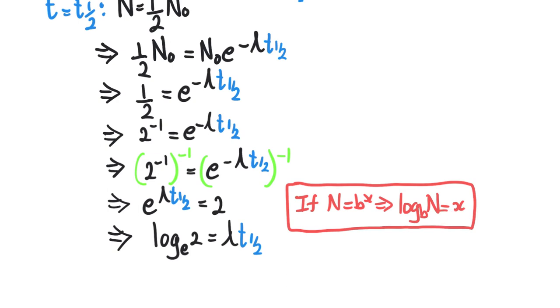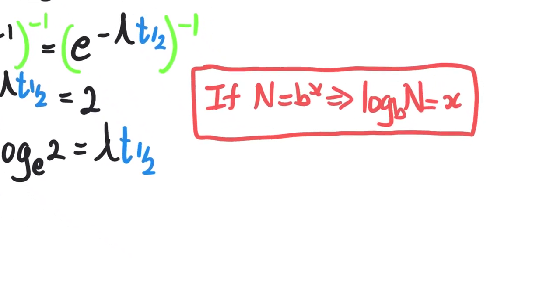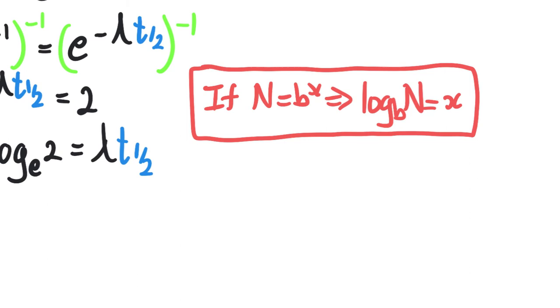So let me give you an example here. Let's say, for instance, we have that 100 equals 10 to the 2. Then this is what we call exponential form.